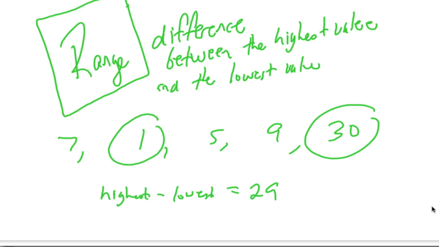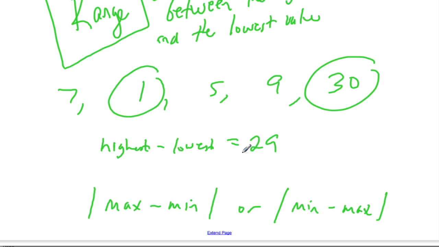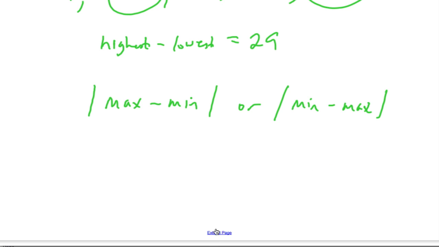But you can also think of it as the absolute value of the max versus the min value, highest versus lowest, or the absolute value of the min minus the max, because if you did 1 minus 30, you get negative 29. If you took the absolute value of that, it would get 29. So when you're finding range, you're really just finding the absolute value of the difference between the highest and lowest values.